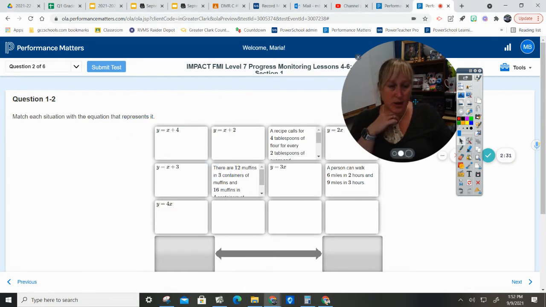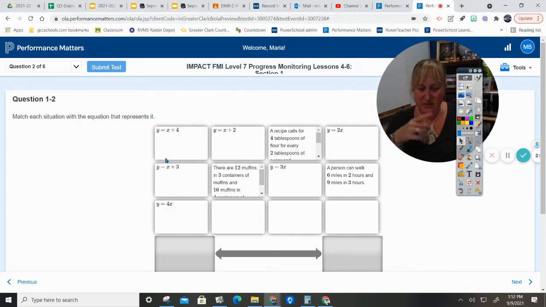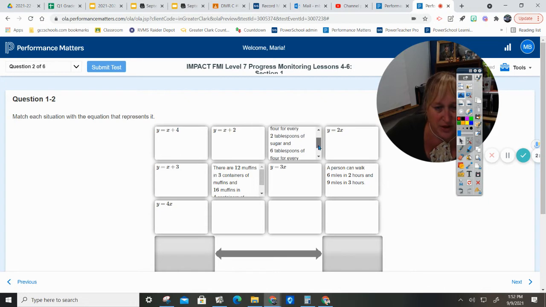This is the reason why I wanted to make sure that we did this, because I have to start matching these equations. And there's a lot here. So I'm assuming that I have to deal with these first, because those are the problems that I see. Let's see. So a recipe calls for 2 tablespoons of flour for every 2 tablespoons of sugar and 6 tablespoons of flour for other 3 tablespoons of sugar. So you're going to write that on your desk. Flour, sugar.